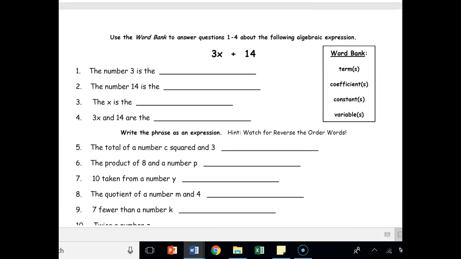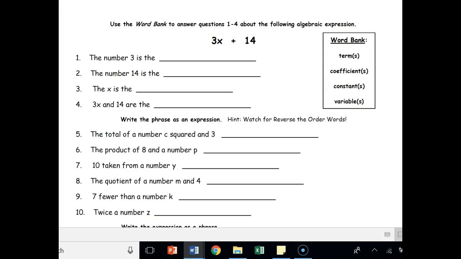Let's go to the back side. So we're going to use the word bank in 1 through 4 to identify the parts of the expression in 3x plus 14. So I'll do number 1. The number 3 is obviously a coefficient. It is a number attached to a variable via multiplication. X is the variable. So you use coefficient and you use variable. I'll let you do the rest.